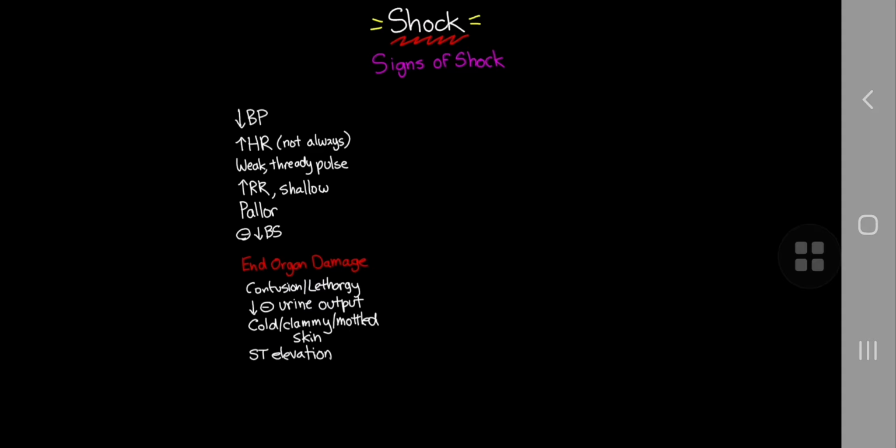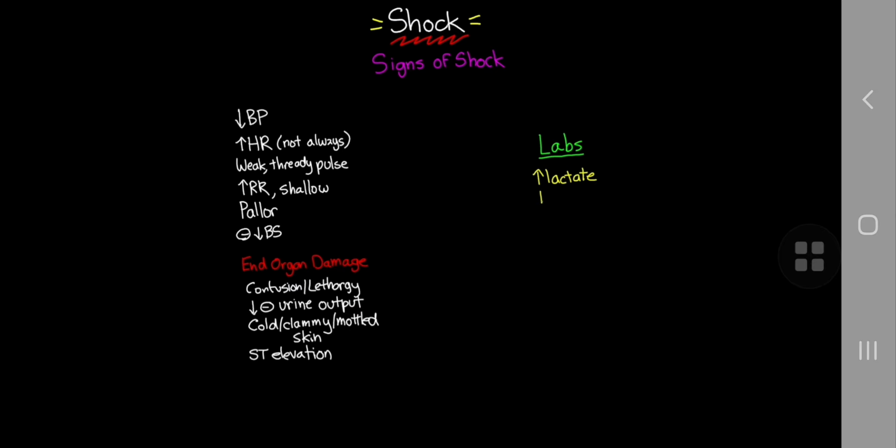Now, these are not obviously all of the signs that you would see in shock and end organ damage, but these are some of the major ones that you really should be on the lookout for. And finally, I just want to talk about some of the lab values that you can expect to see. The first of these that you'll see is an elevated lactate. And this is going to be a direct result of that switch from aerobic respiration to anaerobic.